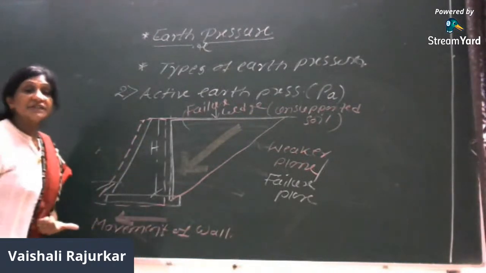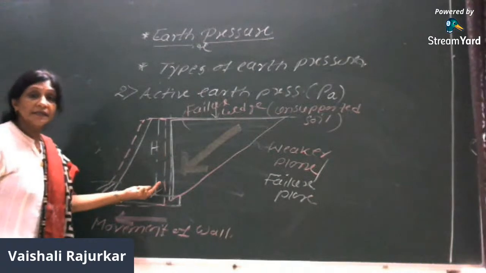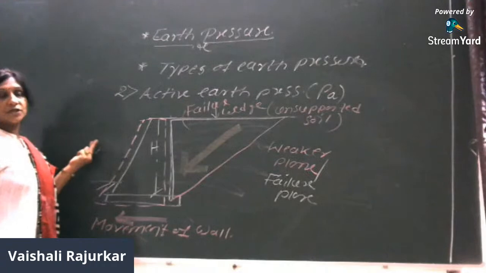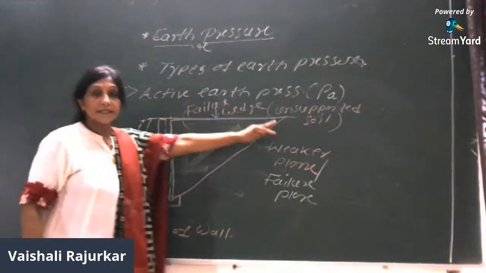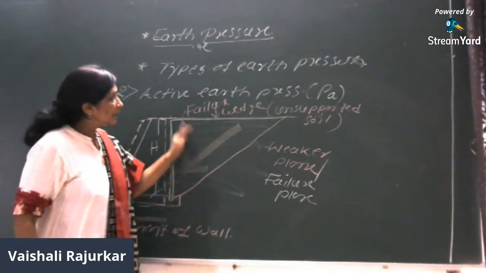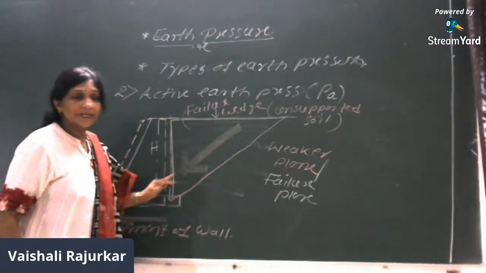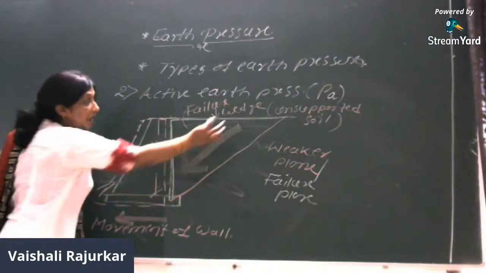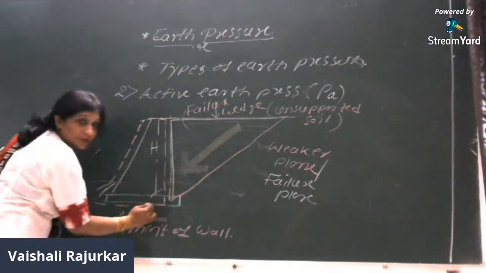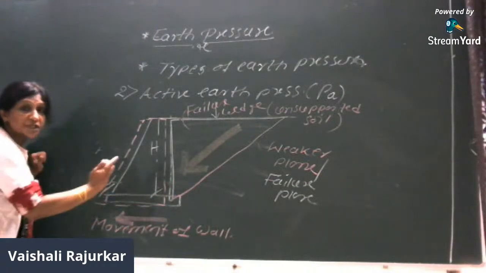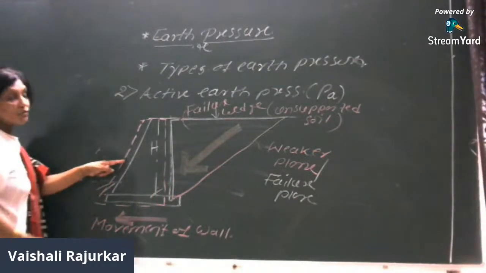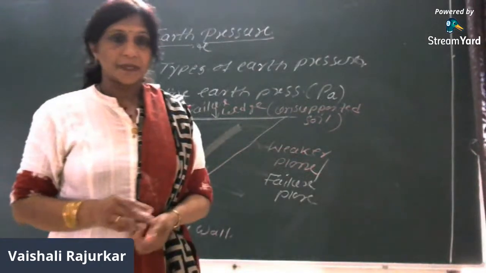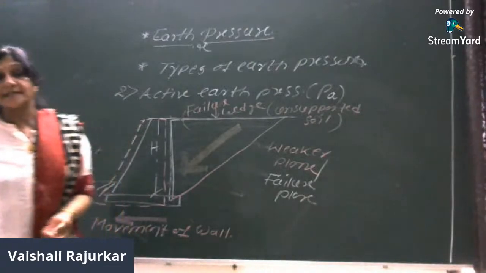Movement of the wall in which direction? Movement of the wall in the direction away from the backfill. This is the case of active earth pressure, when the soil fails through a weaker plane. Then this will be considered an unsupported soil mass, and an unsupported soil mass has a tendency to move towards gravity. When this loose soil mass comes in the direction of gravity, it will push the wall away from the backfill, and there is a movement of the wall, and this is the case of active earth pressure. Right? Now, the third one is passive earth pressure.